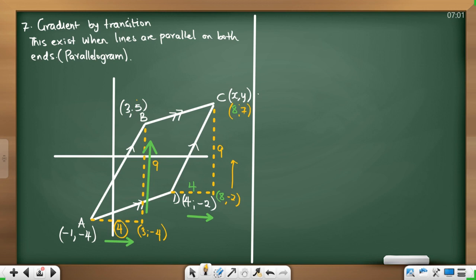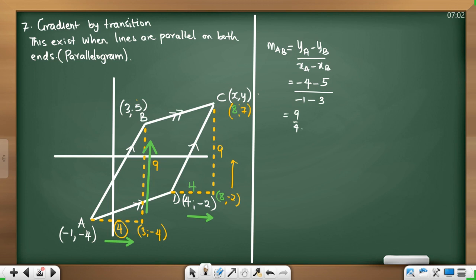Let's quickly find the gradient of AB. Just want to confirm if we are correct, which will be what? YA minus YB over XA minus XB. What is the Y value of A? -4 minus, what's the Y value of B? 5. Guys, we must get a positive answer. What is the X value of A? -1 minus the X value of B, 3. Okay, well, this gives us -9 over -4. Oh, this is 9 over 4.